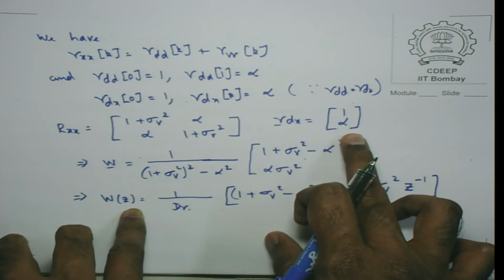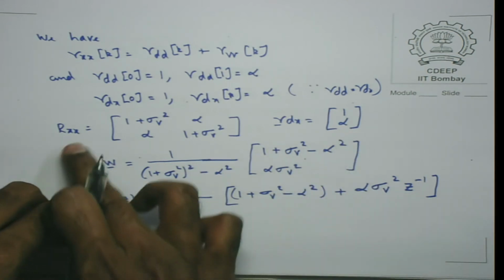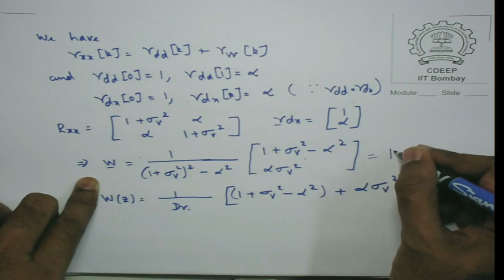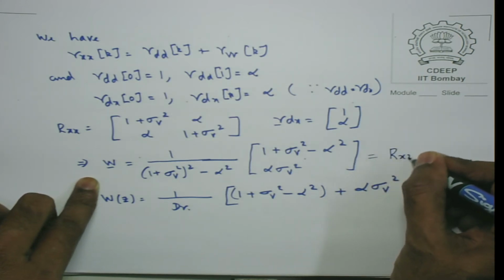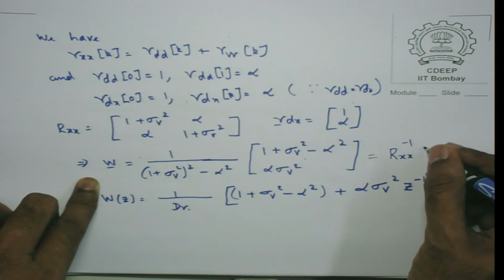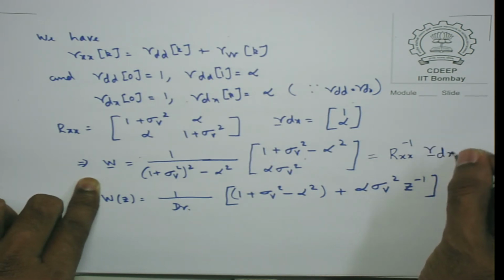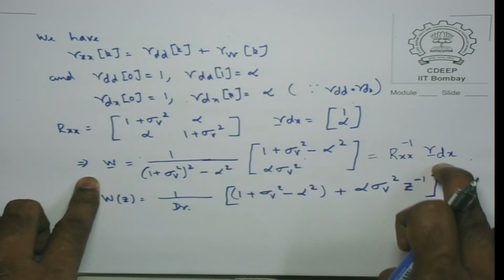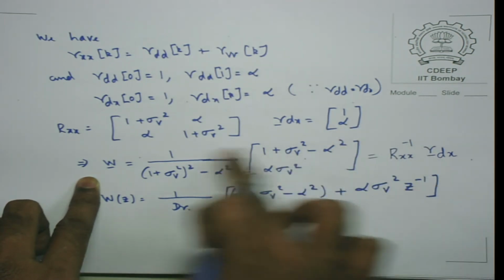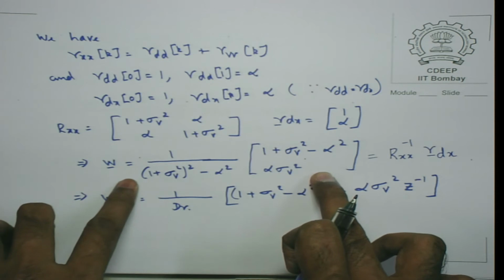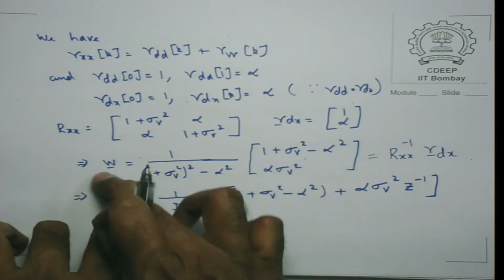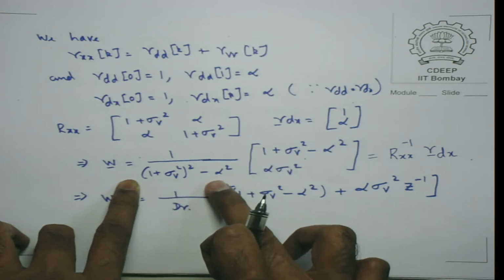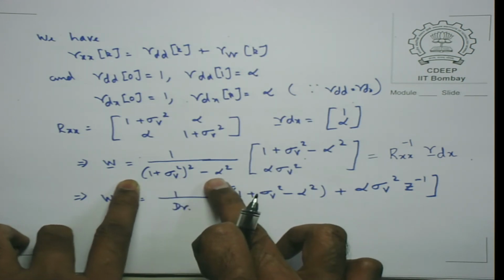Correspondingly, this RDX is 1, alpha, and if we find Rxx inverse and multiply it with this term Rdx here, you will see that you have a weight vector of this form. Note the weight is a vector, these are the two coefficients, and there is a common denominator term here, which is what is represented here.